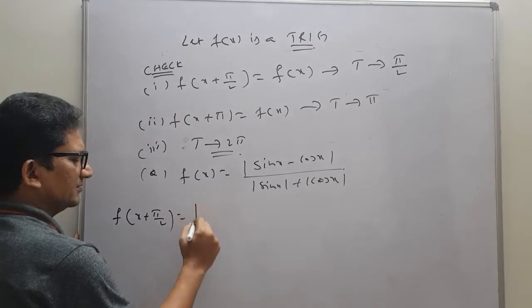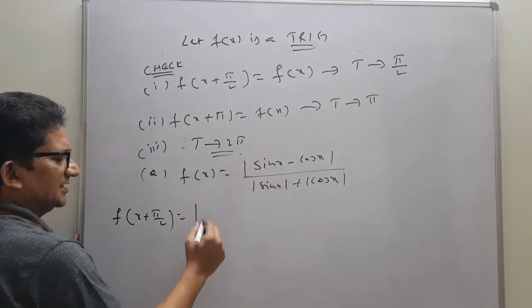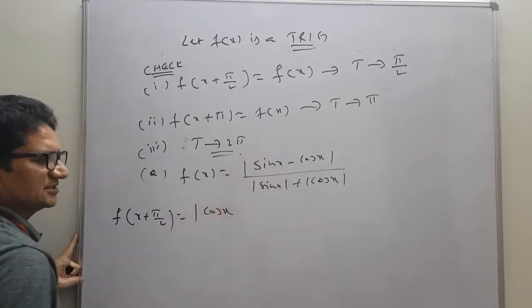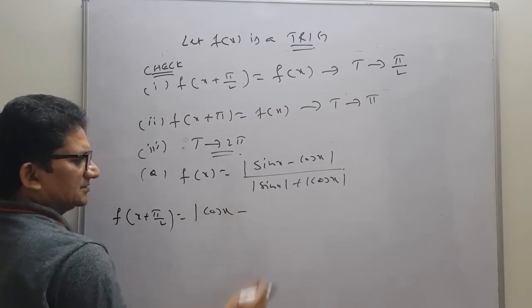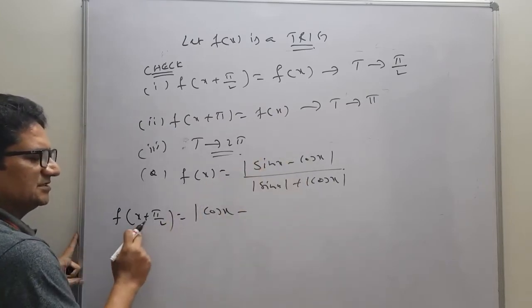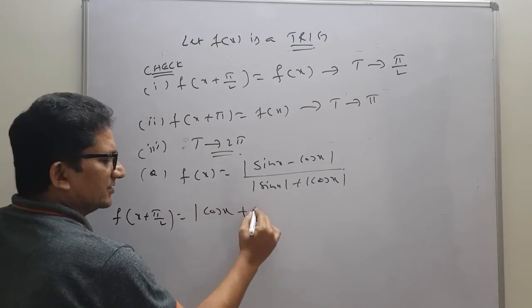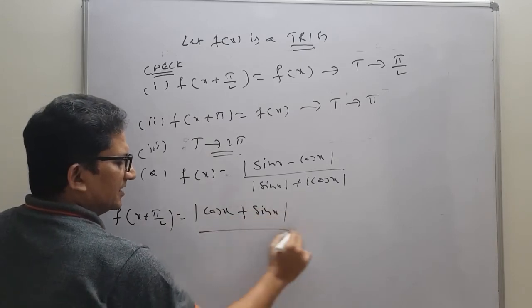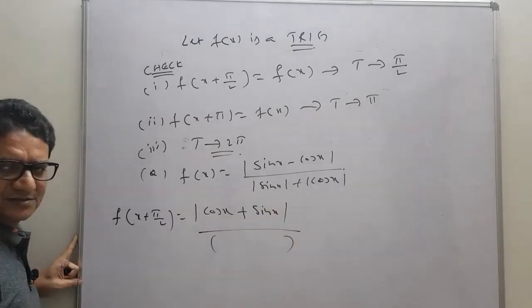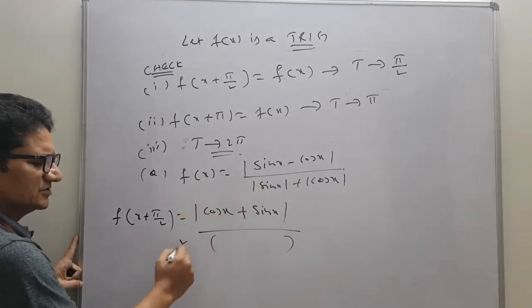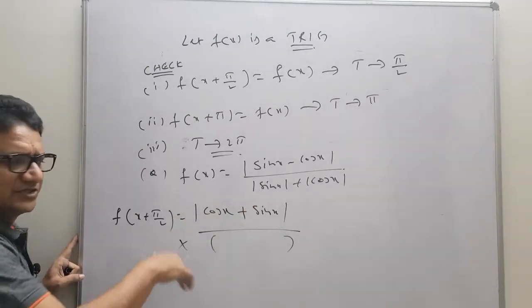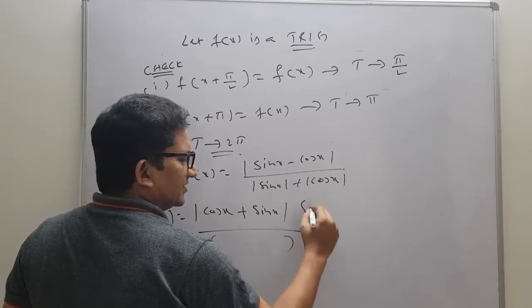f of x plus pi by 2 is modulus of sin 90 plus x. Sin 90 plus x is cos x. And minus cos of 90 plus x is minus sin x. That means what we are getting is plus sin x. So divided by, no need to touch the denominator, because the numerator is different, so this case has failed straight away. When this case fails, then we will go for the other case.